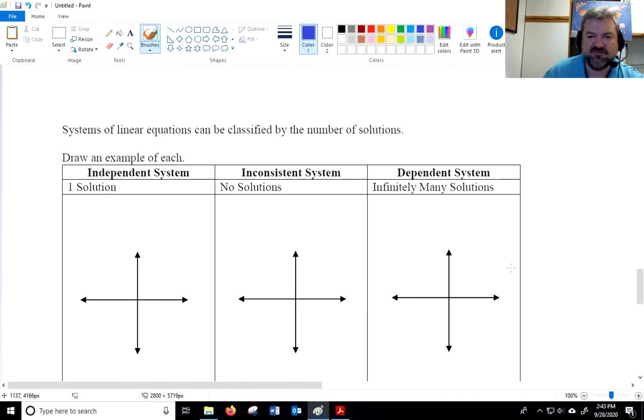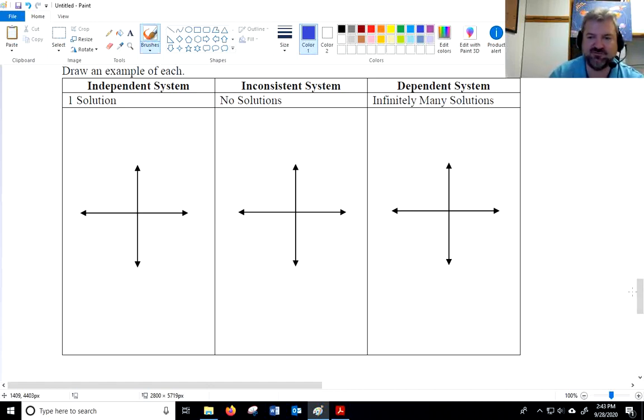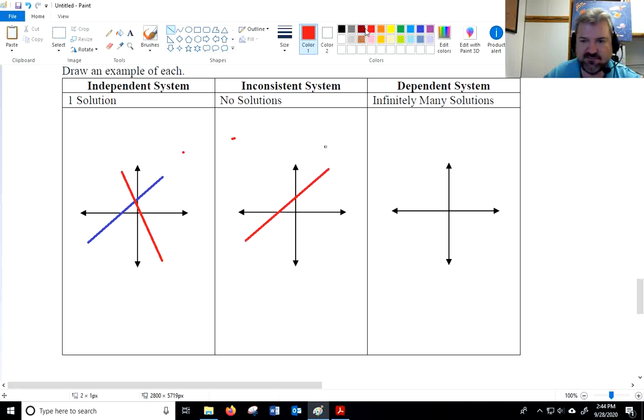Systems of linear equations can be classified by the number of solutions. We have an independent system with one solution, an inconsistent system with no solutions, or a dependent system that has infinitely many. So if a system is independent, that means we have two distinct lines intersecting at one point. An inconsistent system is one where you have two parallel lines. And a dependent system is where the lines are the same. Or at least that's what they look like when we're dealing with linear equations of two variables.